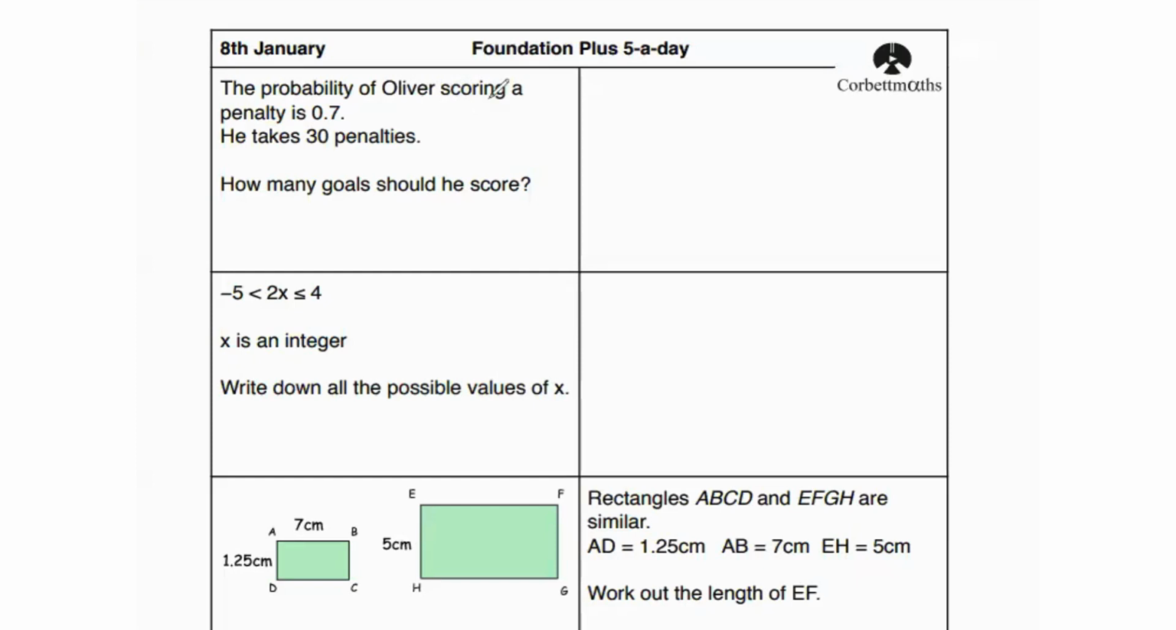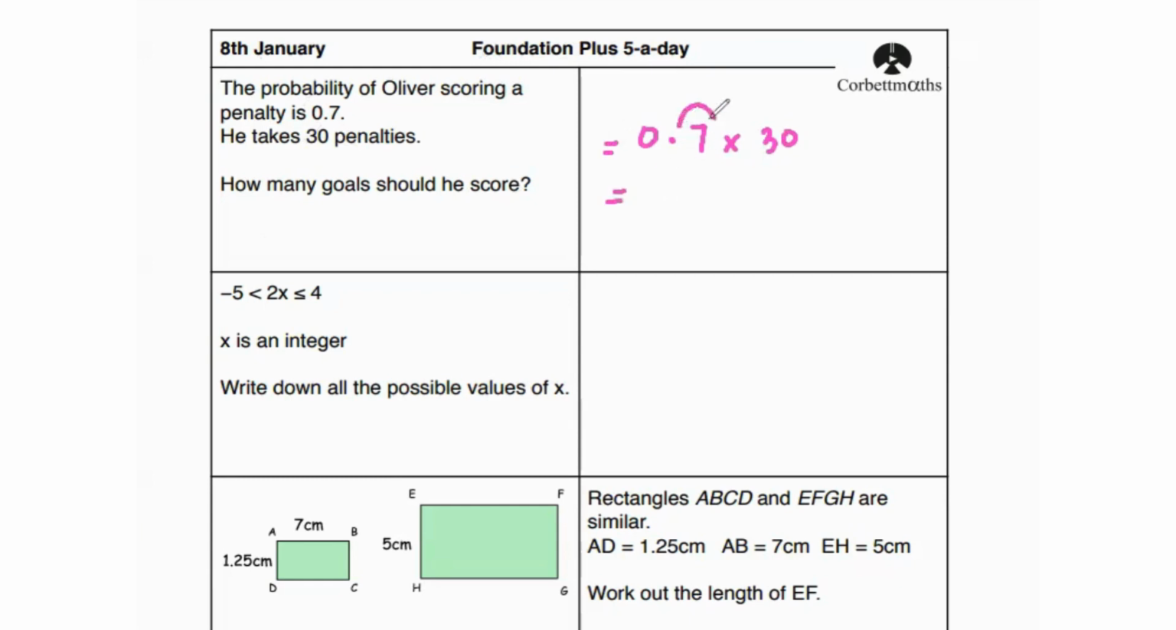First question says the probability of Oliver scoring a penalty is 0.7. He takes 30 penalties. How many goals should he score? So if the probability of him scoring a penalty is 0.7, we will multiply the probability by the number of penalties he took.